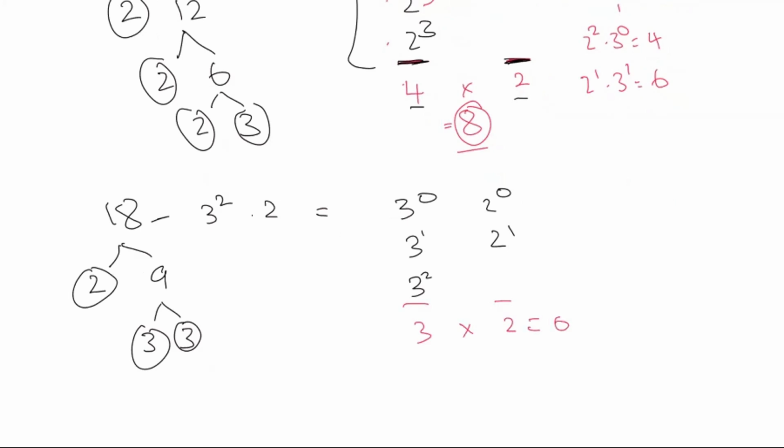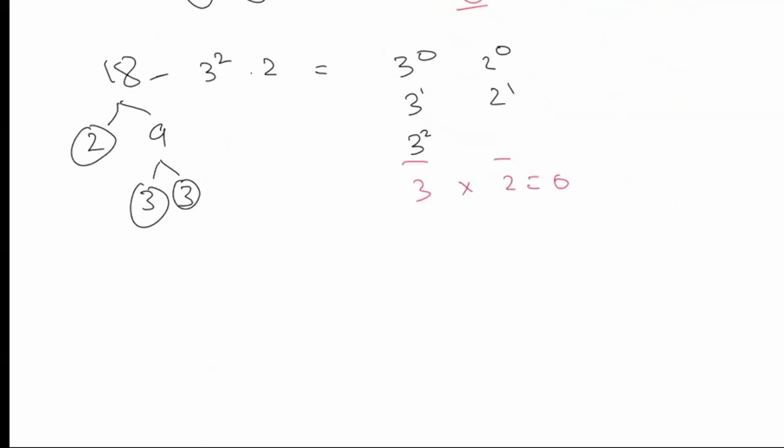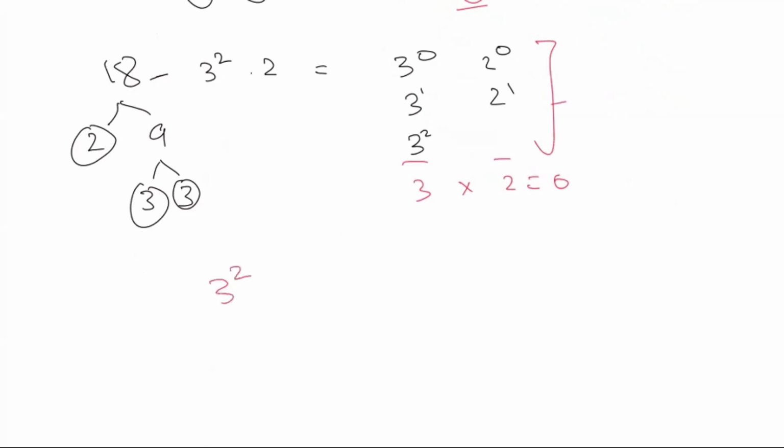Now, there's a way to do this even faster. You don't need to list out groups or anything like that. All you need to do is take your prime factorization and take the exponents. So take 2 and take 1, add 1 to each, and then multiply those together. So this is 3 times 2, and that's 6.